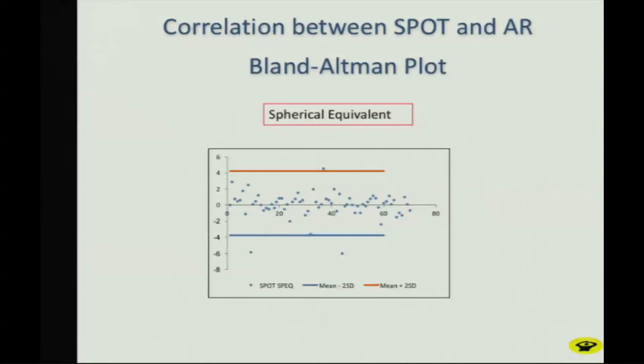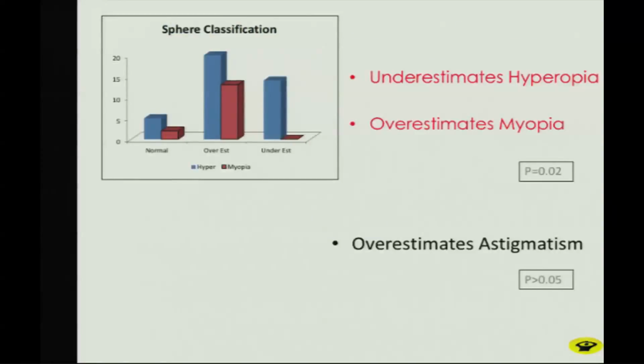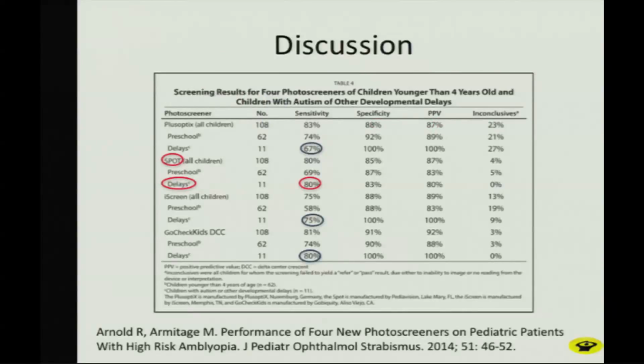On calculating the spherical equivalent and plotting it on the Bland-Altman plot, we saw that it compares well with the autorefractometer readings, and everything was within the mean plus 2 standard deviation values. The spot actually underestimated hyperopia but overestimated myopia with a significant p-value, but the overestimation of astigmatism was not statistically significant. Arnold et al. compared 4 photoscreeners and showed that the spot has an 80% sensitivity rate.